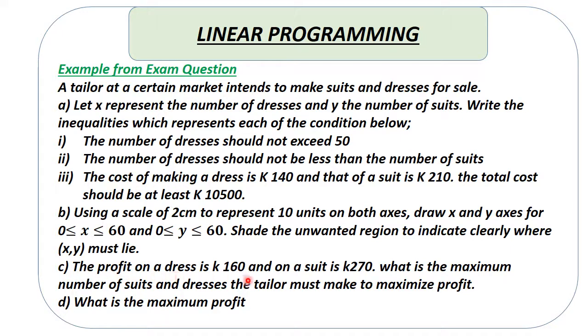The profit on a dress is 160 kwacha and on a suit is 270. What is the maximum number of suits and dresses the tailor must make to maximize the profit? So here we're going to do a very good analysis to come up with a problem function. Then the last part is what is the maximum profit?